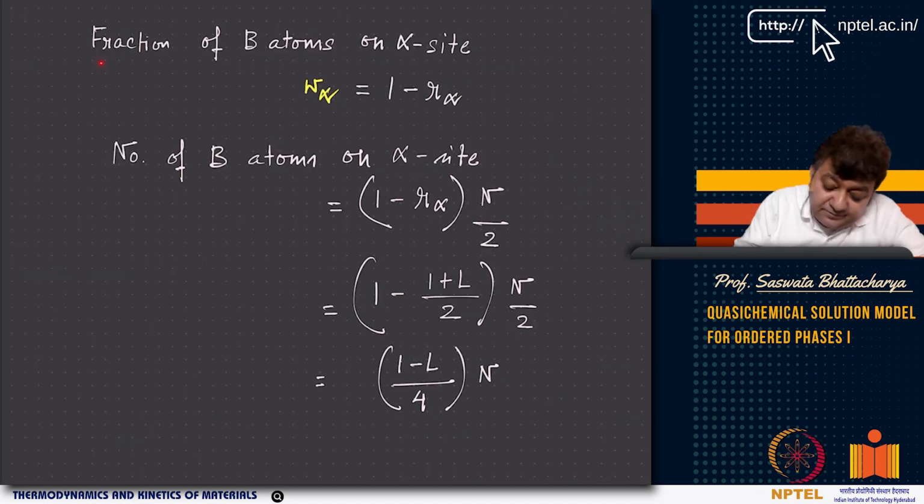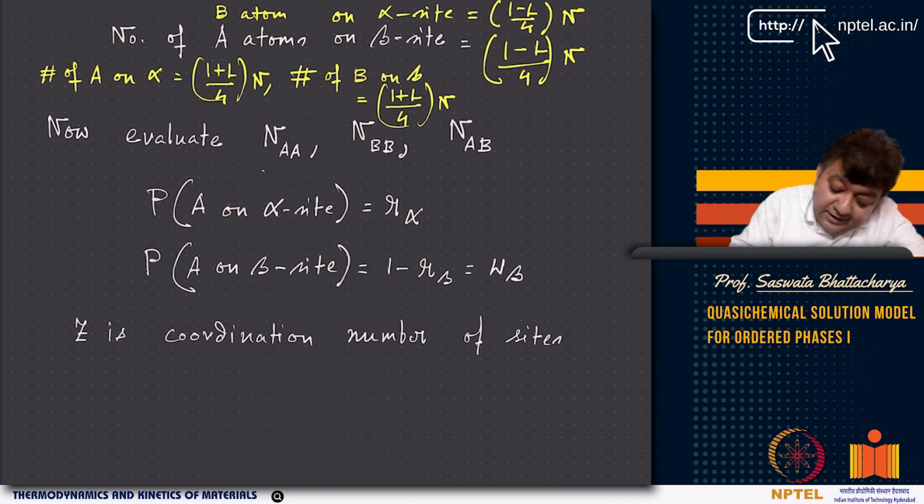So now fraction of B atoms on alpha side basically will be W alpha, which is 1 minus R alpha, and so B atoms on alpha side, so 1 minus R alpha into, so basically the number of B atoms will be 1 minus R alpha into n by 2. Right, so 1 minus R alpha is nothing but 1 plus L by 2. So this becomes 1 minus 1 plus L by 2, which is 1 minus L by 4, because there is a 2 here, there is a 2 here, and this becomes 2 minus 1 minus L. So basically 1 minus L by 4. Right, this is what we have.